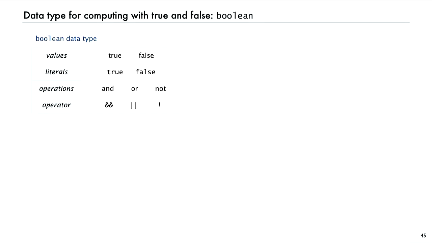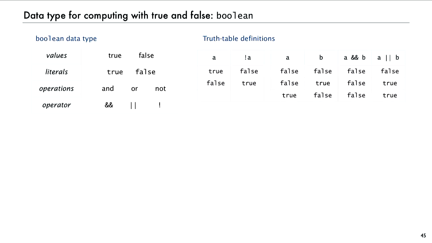The operators that we use for these operations are double ampersand for and, double bar for or, and exclamation point for not. And they are completely defined by these tables. So if A is true, not A is false. If A is false, not A is true. And for the other operations, this table gives all 4 possibilities for A and B. A and B is true when they're both true, false otherwise.